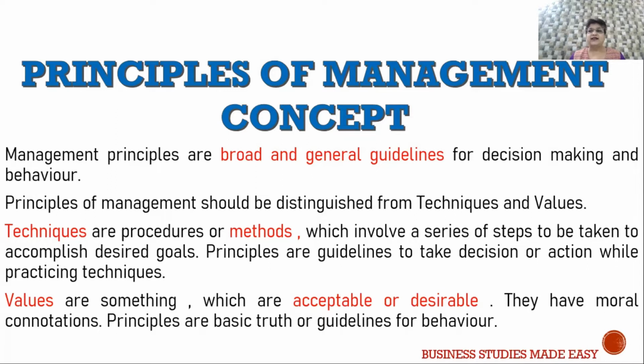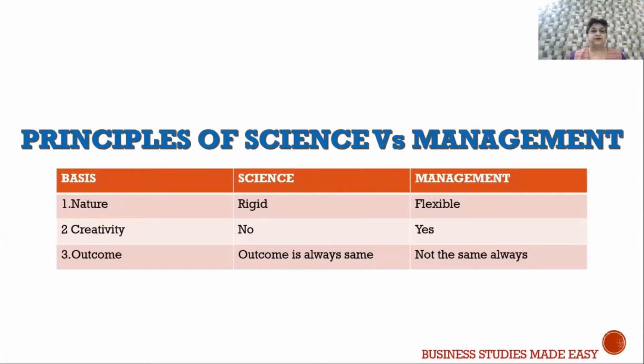So different societies have different values. In India, we have a little conservative society. So these are the values which are very close to us. And the principles are the basic truth or guidelines to behavior. So these are the differences between them. They could be asked for a 1-mark question.